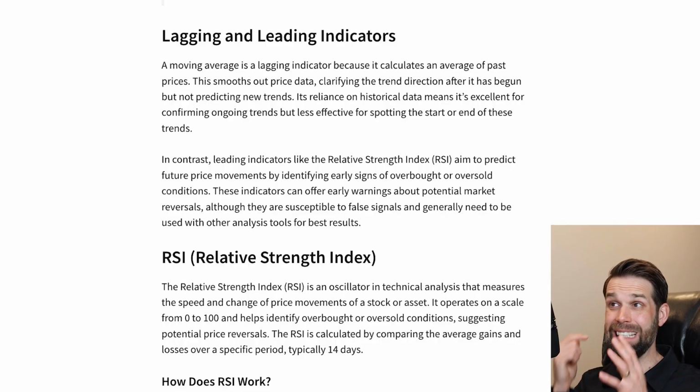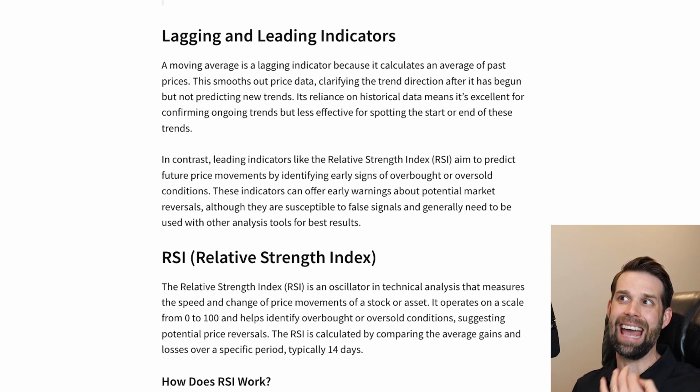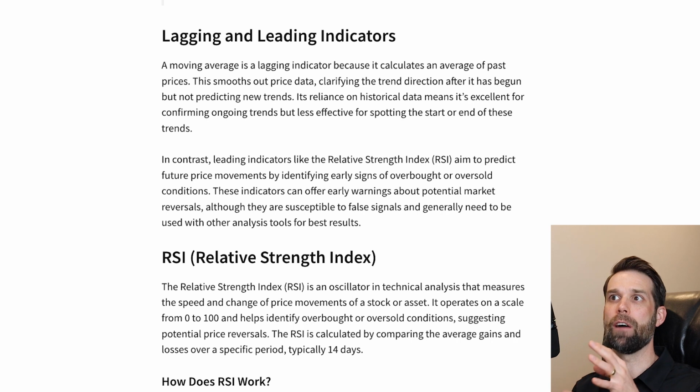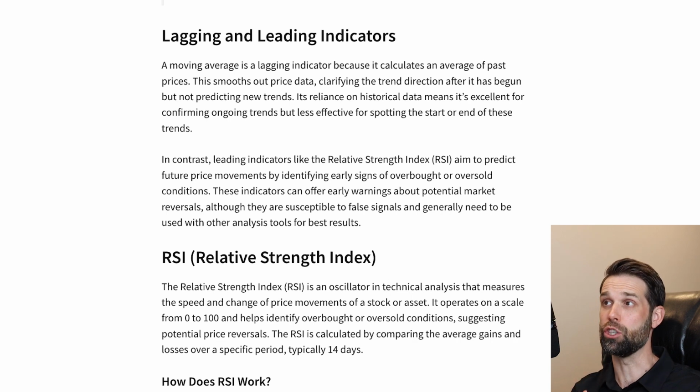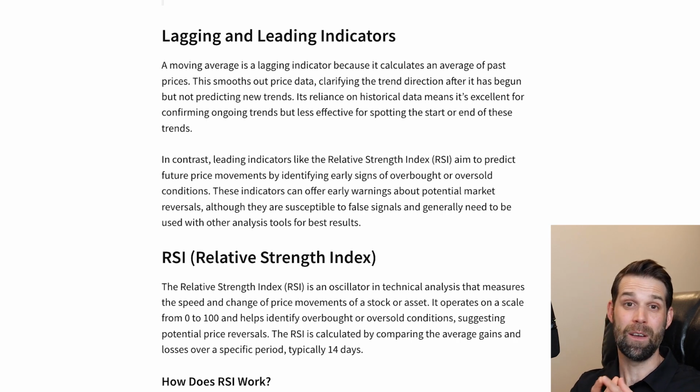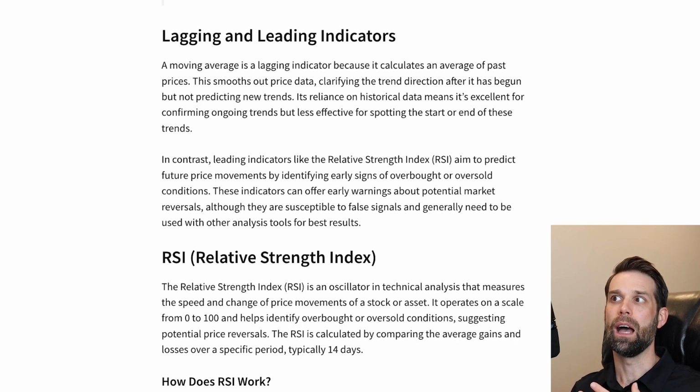So it's worth talking quickly about lagging and leading indicators. That moving average is what is called a lagging indicator because it calculates an average of the past prices. So this smooths out the price data, clarifying the trend, which we just saw, but it does not help you predict any new trends. It relies on historical data. So it's excellent for confirming ongoing trends because it's based on real prices in the past history, but it's less effective at spotting the start or the end of these trends. So it's lagging. The data is lagging what's currently happening in the price action.